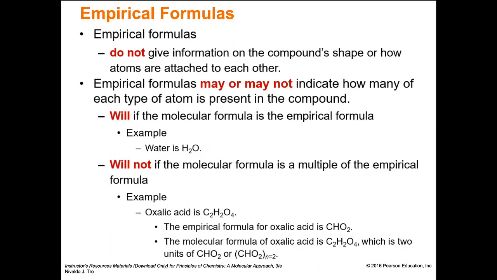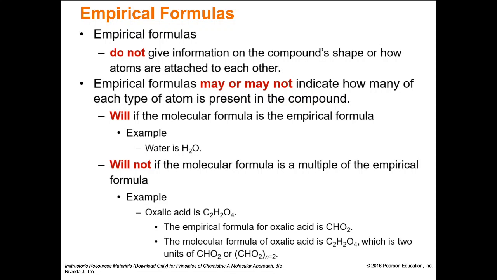Okay, so getting back into empirical formula. Empirical formulas do not give information about the compound's shape or how the atoms are attached to each other. The empirical formula may or may not indicate how many of each atom are present. Sometimes the empirical formula and the molecular formula are the same, and other times they're not. If they are the same, it will tell you how many of each type of atom. But if they're not, it doesn't do that.